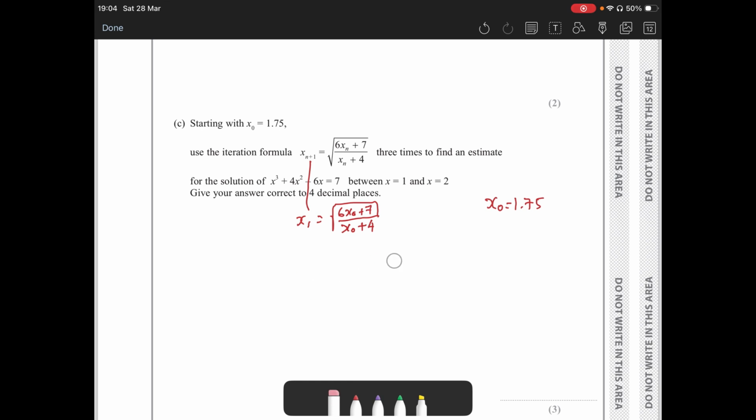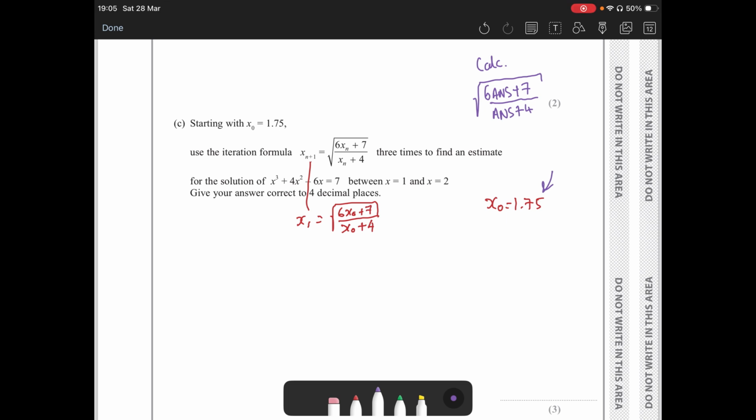I'm not going to write this. This is more of a side note for you. So you are going to write into your calc the square root of 6 and then Ans, which should be in your scientific calculator, plus 7 over Ans plus 4. And before you do any of that, make sure you write 1.75 equals into your calculator to get that stored as your answer.